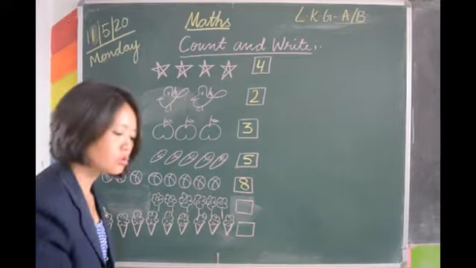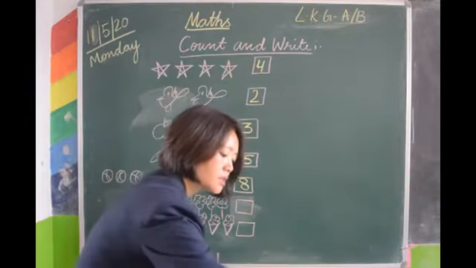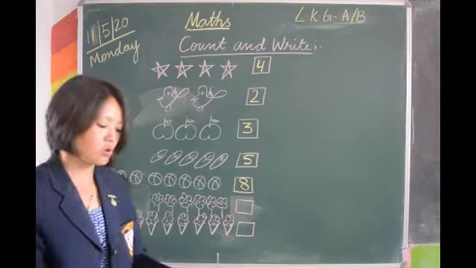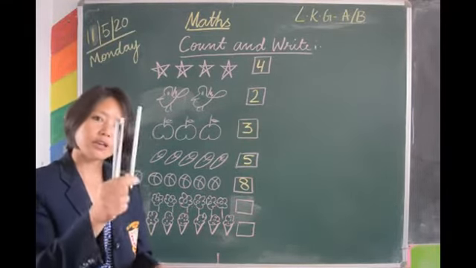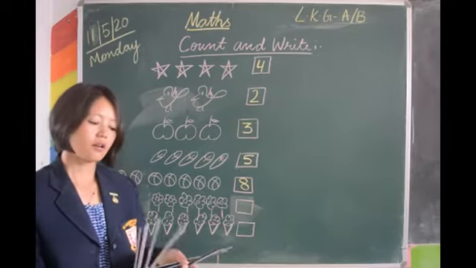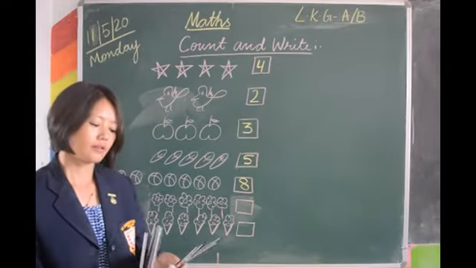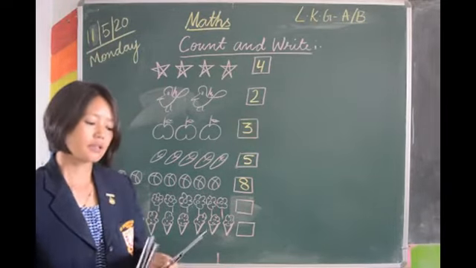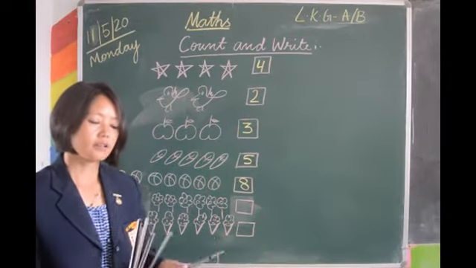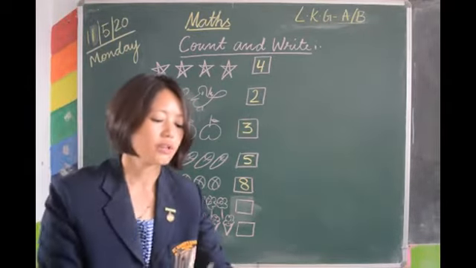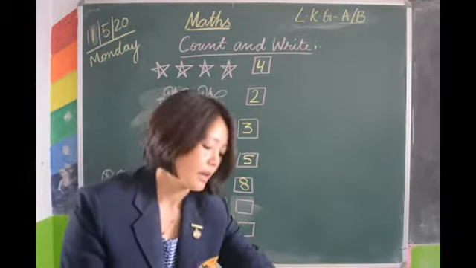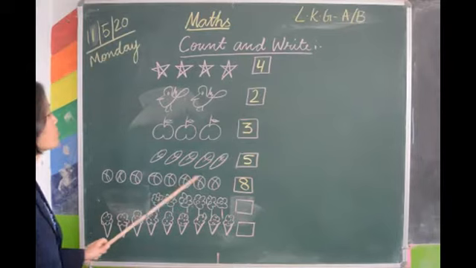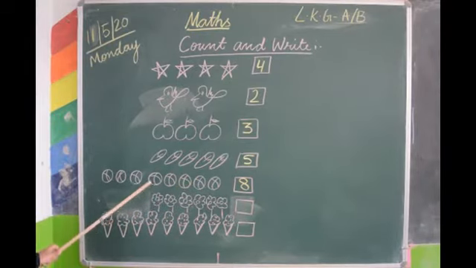Okay. So once again we'll count 8 pencils. So 1, 2, 3, 4, 5, 6, 7 and 8. So we have 8 pencils here. And on the board we have 8 balls here. So now let's go down.